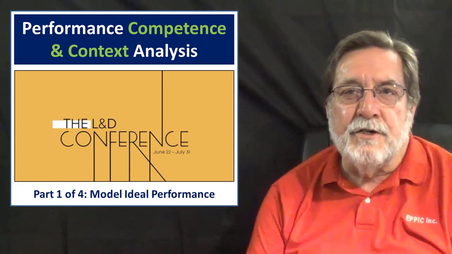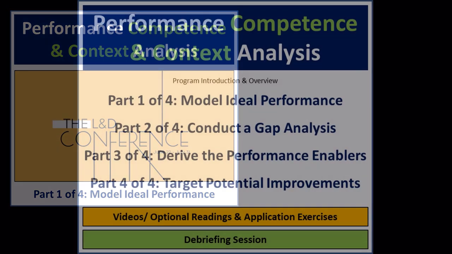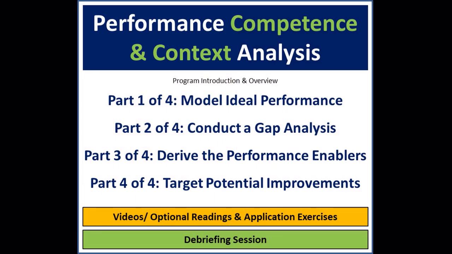This short introduction of my program will be followed by part one of the four parts. The four parts address how to model ideal performance. Part two, how to conduct a gap analysis. Part three, how to derive the performance enablers. And part four, how to target potential improvements. Each of these four segments will include a video and optional readings and optional application exercises. And we'll be doing some debriefing sessions throughout the 6 weeks of the Learning and Development Conference for 2020.